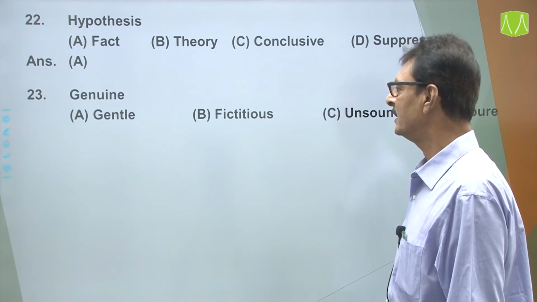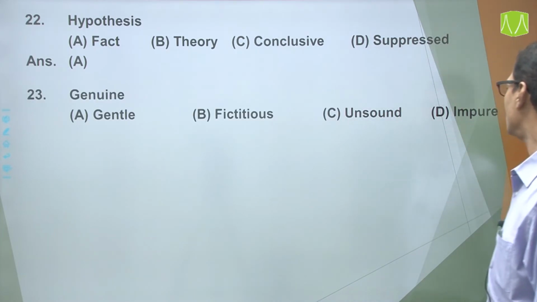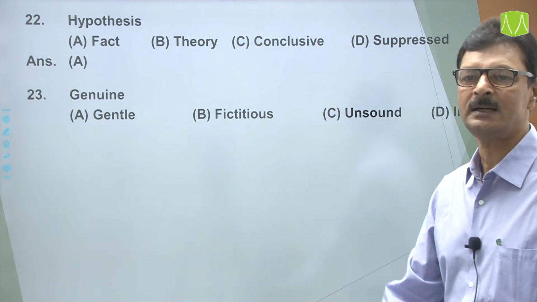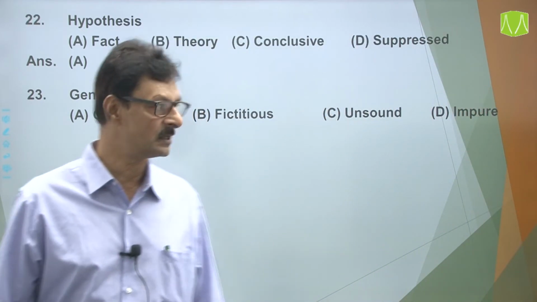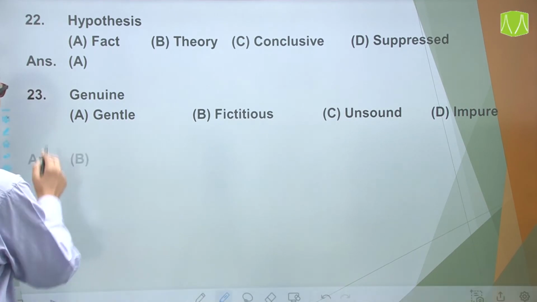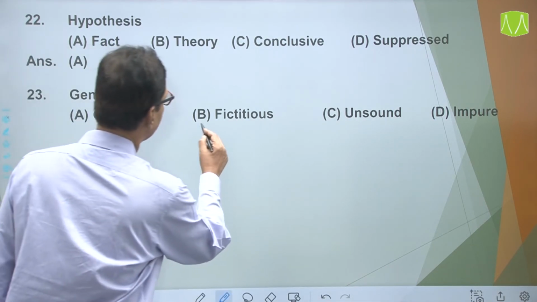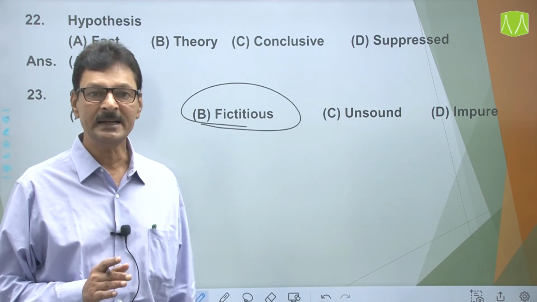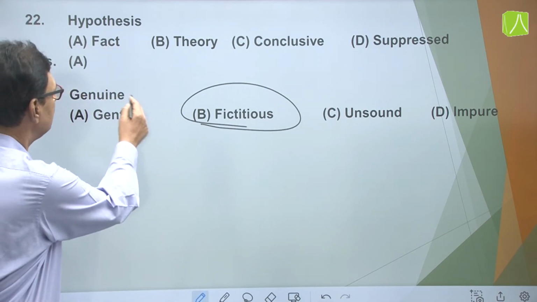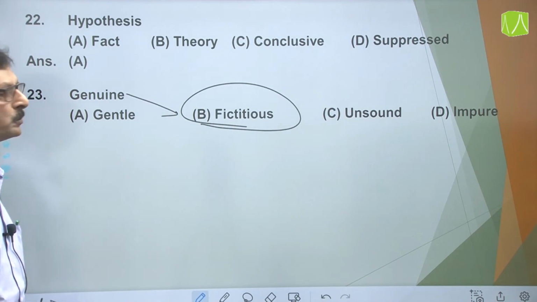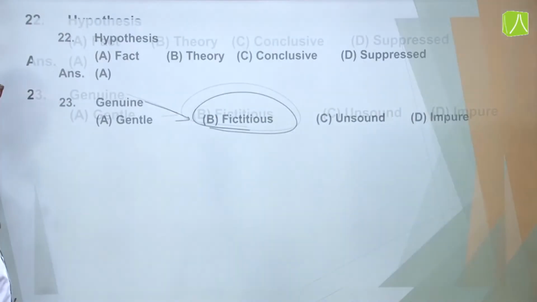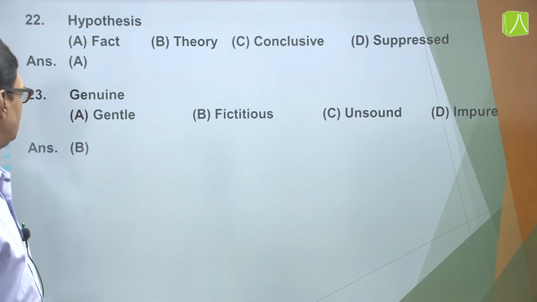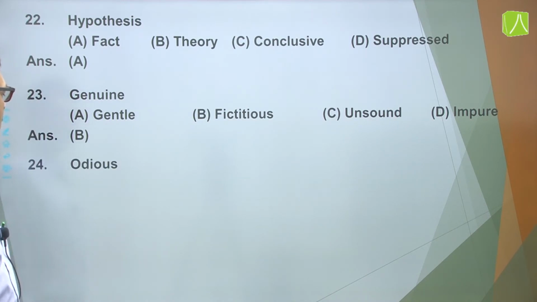Genuine, gentle, fictitious, unsound or impure. Yes, you should come up with the correct answer. सभी को आना चाहिए इसका आंसर. And what will be the correct answer for this word? Genuine क्या होगा? Fictitious. What is fictitious? Fictitious is unreal, created, नकली. Genuine असली. तो ये इसका correct answer रहेगा B option, that is fictitious.